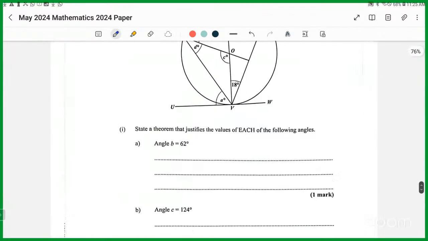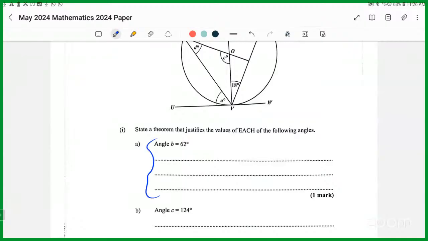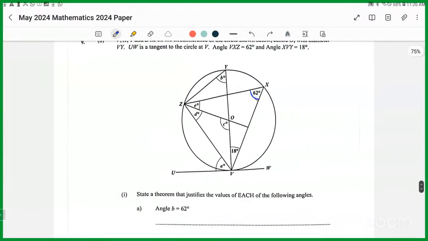They say state a theorem that satisfies the value of each of the following angles. So what they're basically saying is, what theorem, what rule is used to show that angle B is equal to 62? Let's look at it. So see the 62 right here. And this is the angle B.